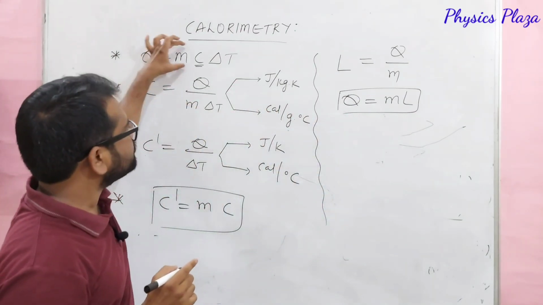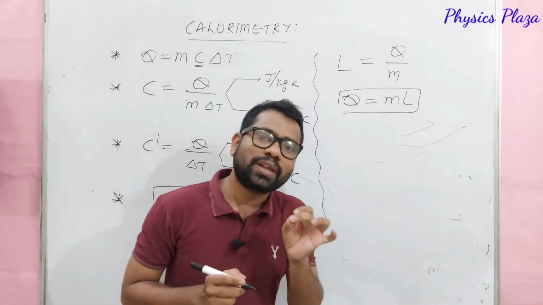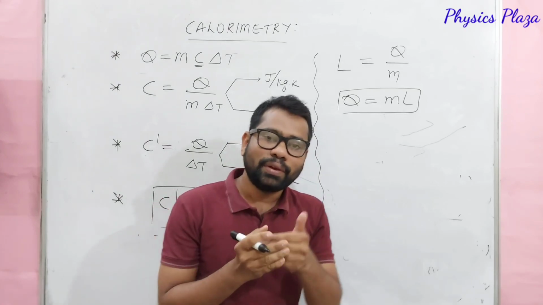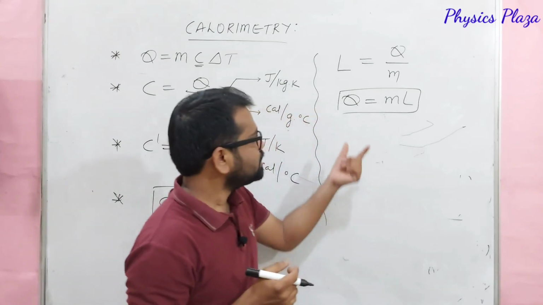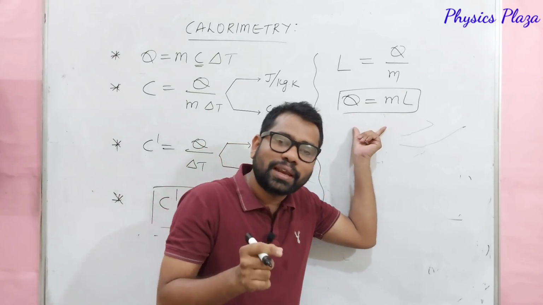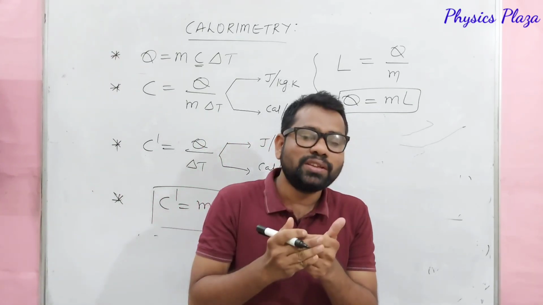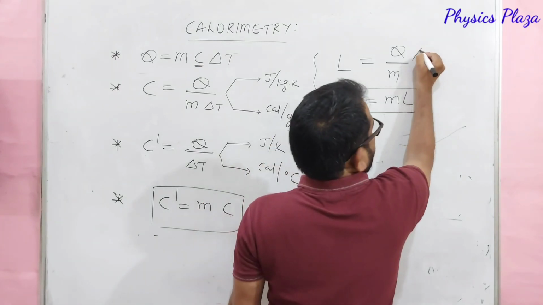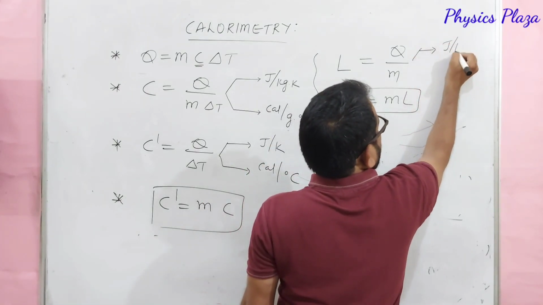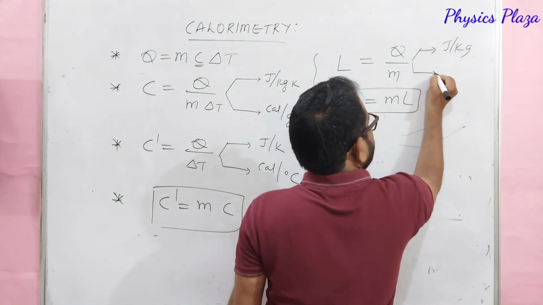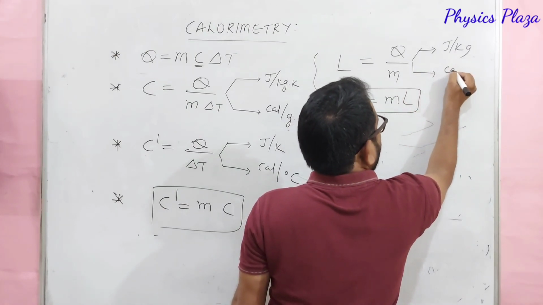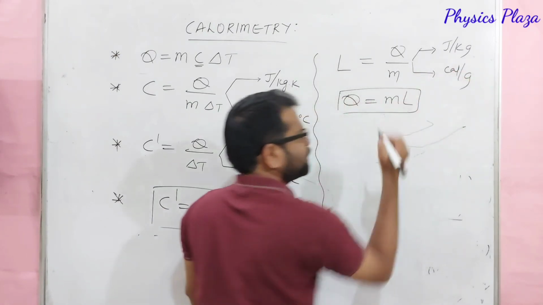Children, this Q is equal to mc delta T, we should use to calculate the heat when there is a change in temperature, whereas this Q is equal to mL, we use to calculate when there is no change in temperature, rather there is a change in state. For this, the SI unit is joule per kg, whereas the CGS unit is calorie per gram.